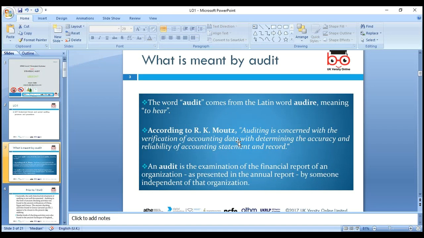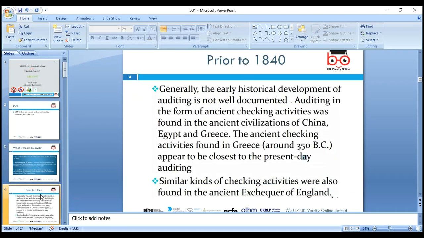So please, in your assignment, you can define what is meant by audit and what the role of audit is. These are the things we need to address under learning outcome one, including the history behind the audit as well. The history we can divide into different periods.